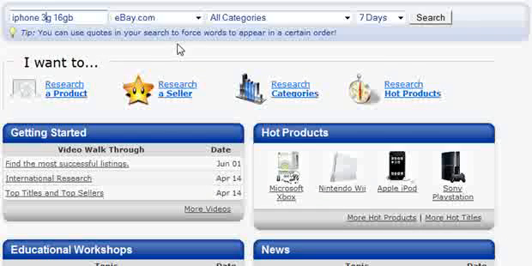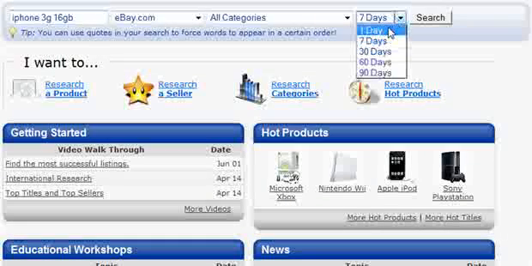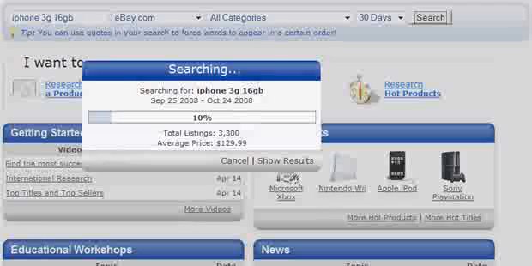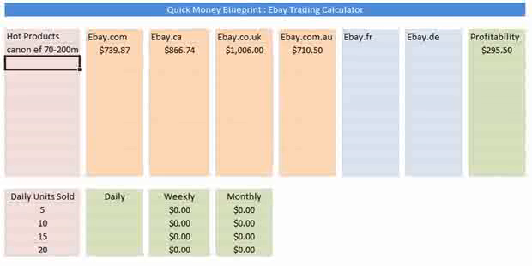So let's start on eBay.com and go out 30 days. You want to go out 30 days because you get a lot of activity and really good results. While it's pulling up, I'm going to jump over to the calculator and put in that keyword, because this is the next hot product we're looking at.